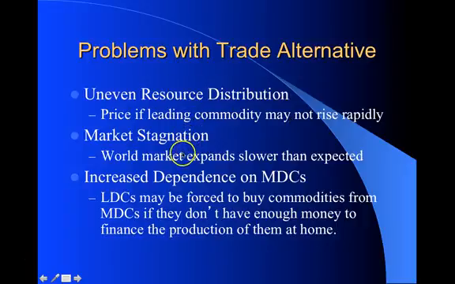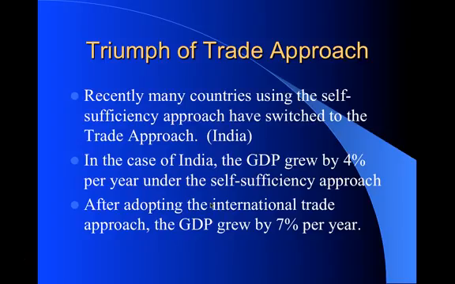Market stagnation. What if people don't want your good? What if it grows slower than anticipated? It's going to take you longer to get money. And in many cases, less developed countries, when they do this international trade approach, are sometimes forced to buy commodities from MDCs, and they are stuck being dependent on MDCs, paying back loans that take a long, long time. Despite all of this, the international trade approach, the Rostow model, is the way countries go.